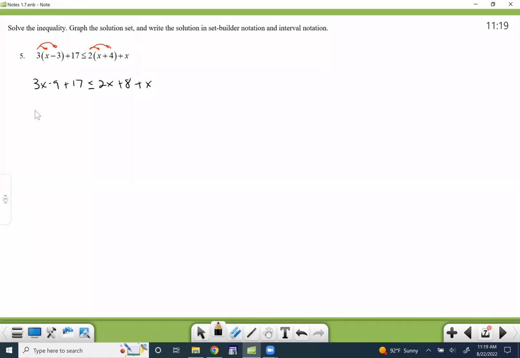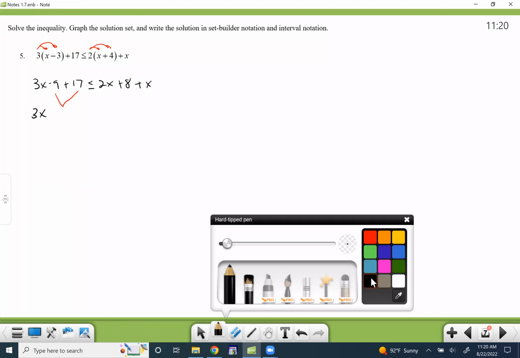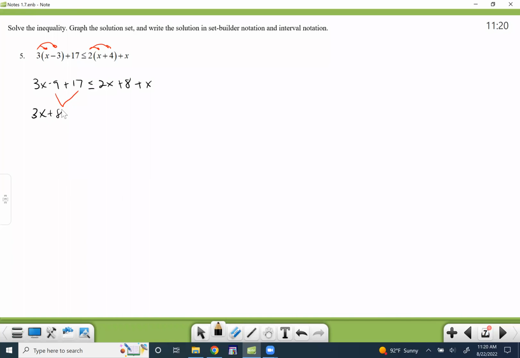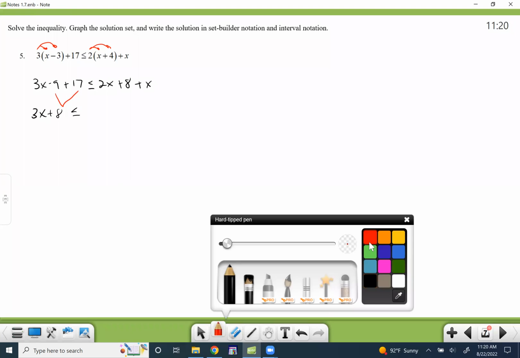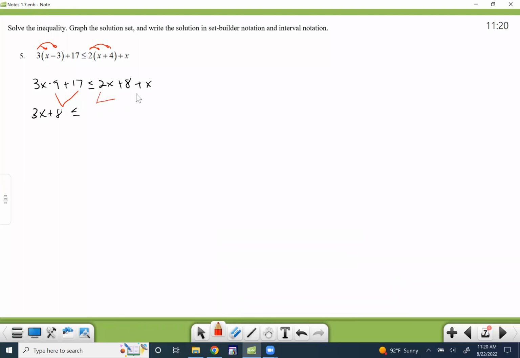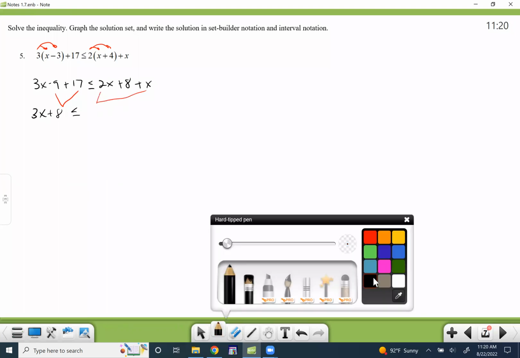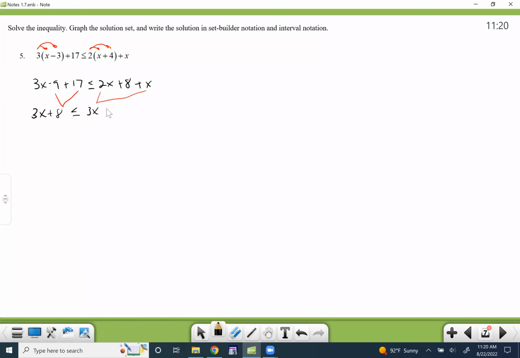And we're going to go ahead and combine like terms. So the negative 9 plus 17. Go ahead and combine 2x and 1x to give us 3x.